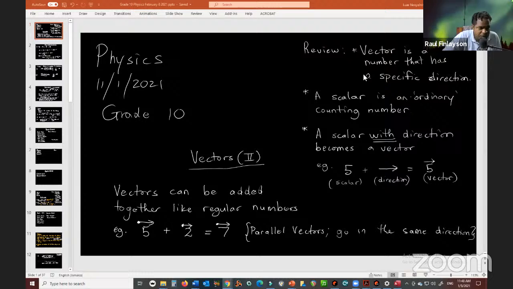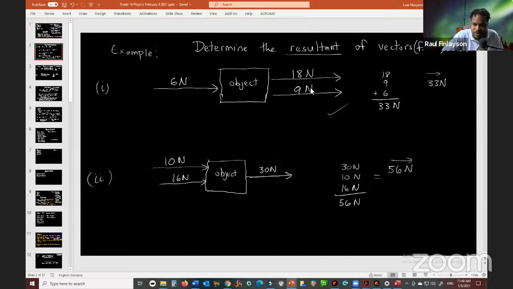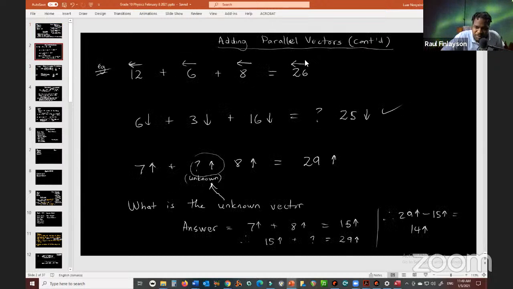So just doing a review here. From January, we have been looking at vectors, and we just reached parallel vectors, which go in the same direction, and we know how to add those. Those are the simplest vectors. Let's look at the second one. Adding parallel vectors, some more examples here. And of course, finding an unknown vector.